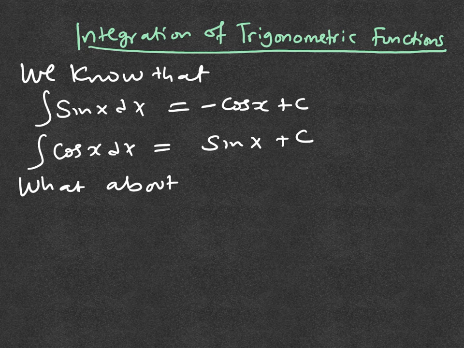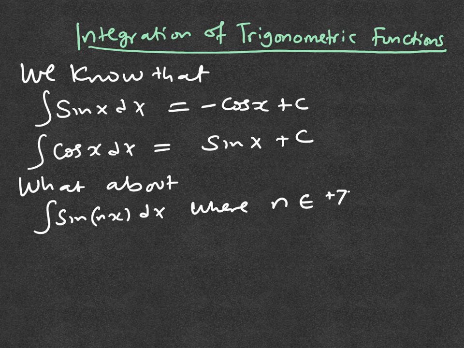the integral of sine nx dx, where n is a positive integer? Z means integers in mathematics, so n is a positive integer. What about that? How do we go about it? We'll discuss this in change of variables, but I can quickly remind you what you do.